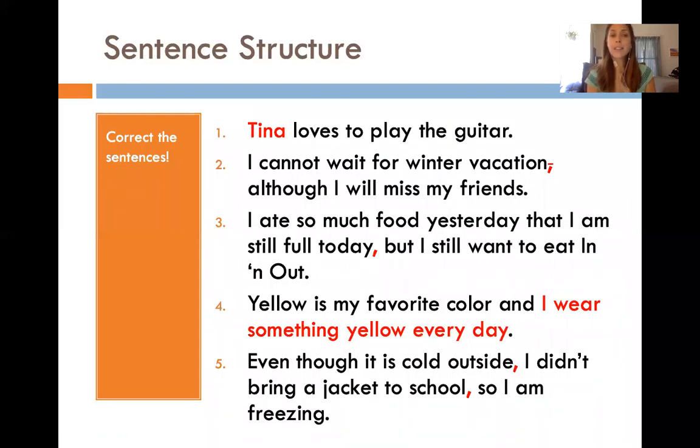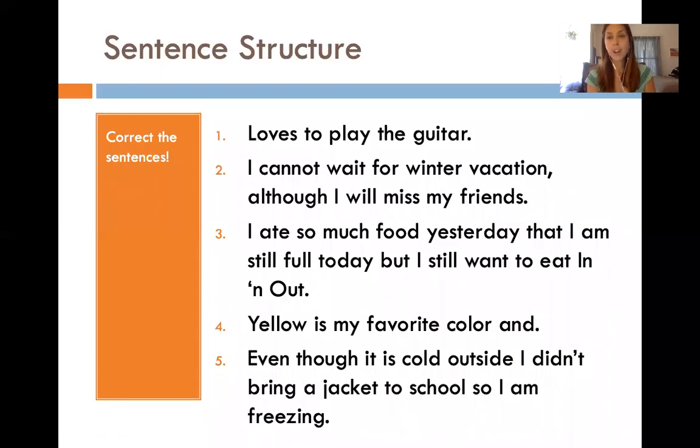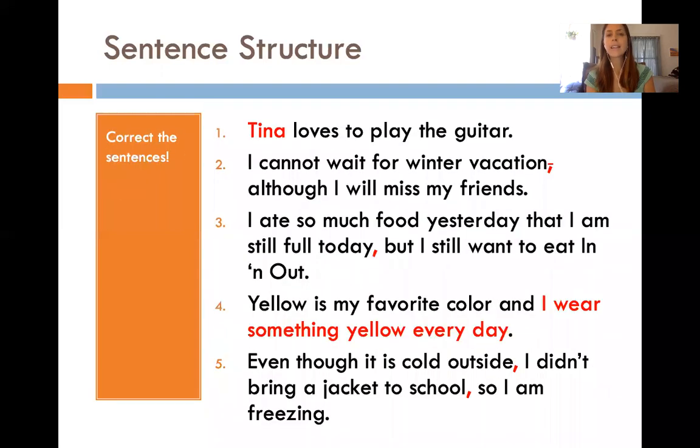So for the first sentence, it just says, loves to play the guitar. We need a subject to make that complete. Otherwise, it's called a fragment sentence, okay? This is not a dependent clause because we don't have a subject, so we just need to add a subject here. Tina loves to play the guitar.